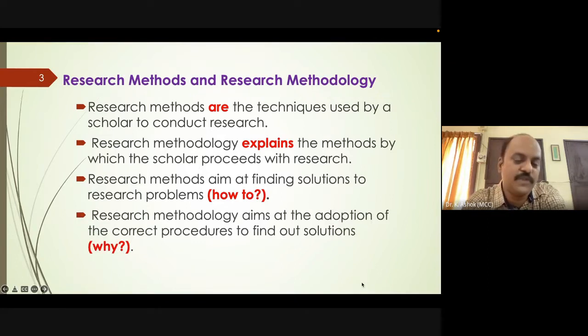Now, I hope the student friends will understand the terminology, research methods and research methodology. So research methodology is the method by which the scholar wants to proceed with the research, and it is also the correct procedure by which he is able to come to the solution.